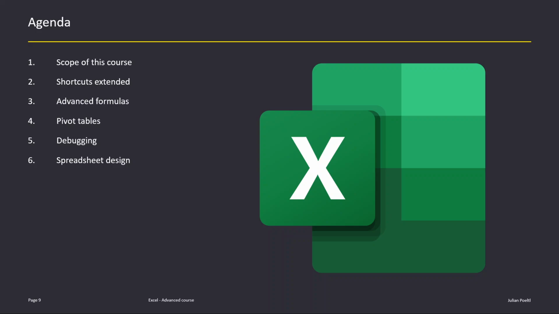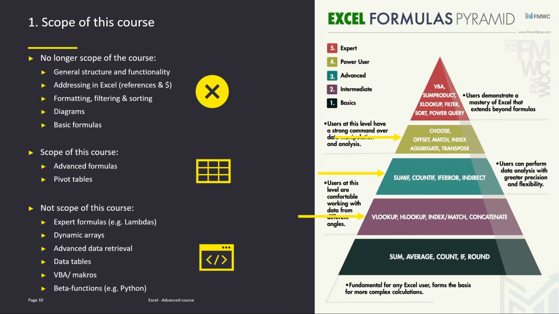The agenda and the scope of this course will follow soon. Then we will do a little bit more about shortcuts. After that, we will do a lot with formulas. This third point is a long point with a lot of topics. Then we will shortly jump into pivot tables, but not for long. There are other experts out there, and I will tell you why I don't think that pivot tables are such a good thing. Afterwards, we will discuss briefly debugging and spreadsheet design.